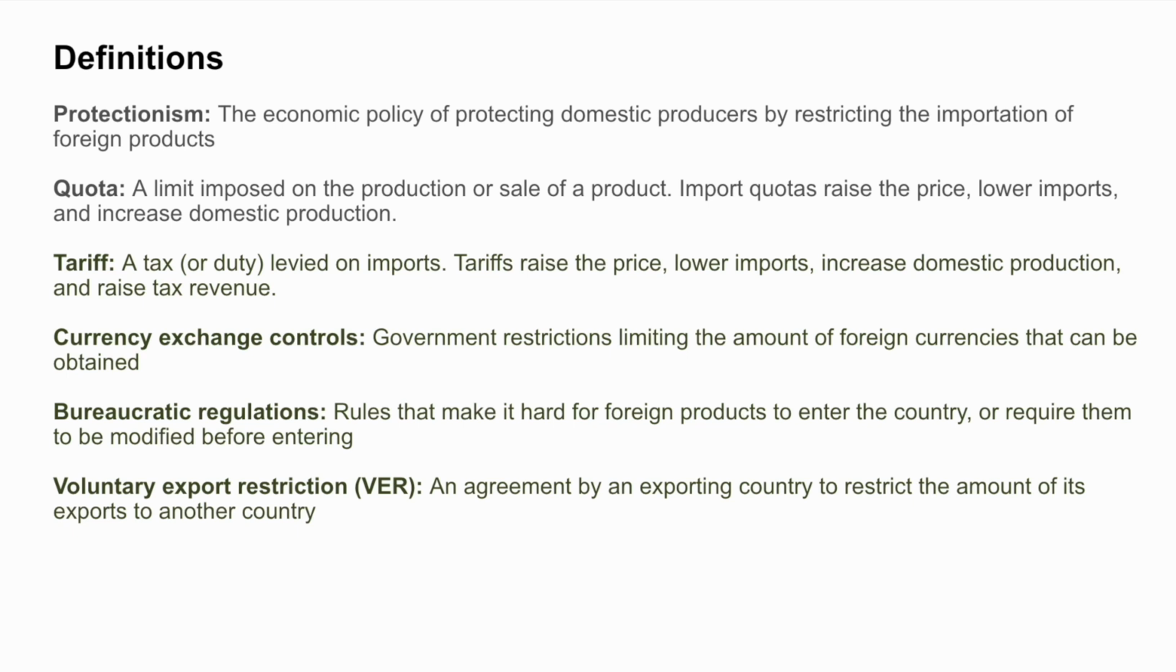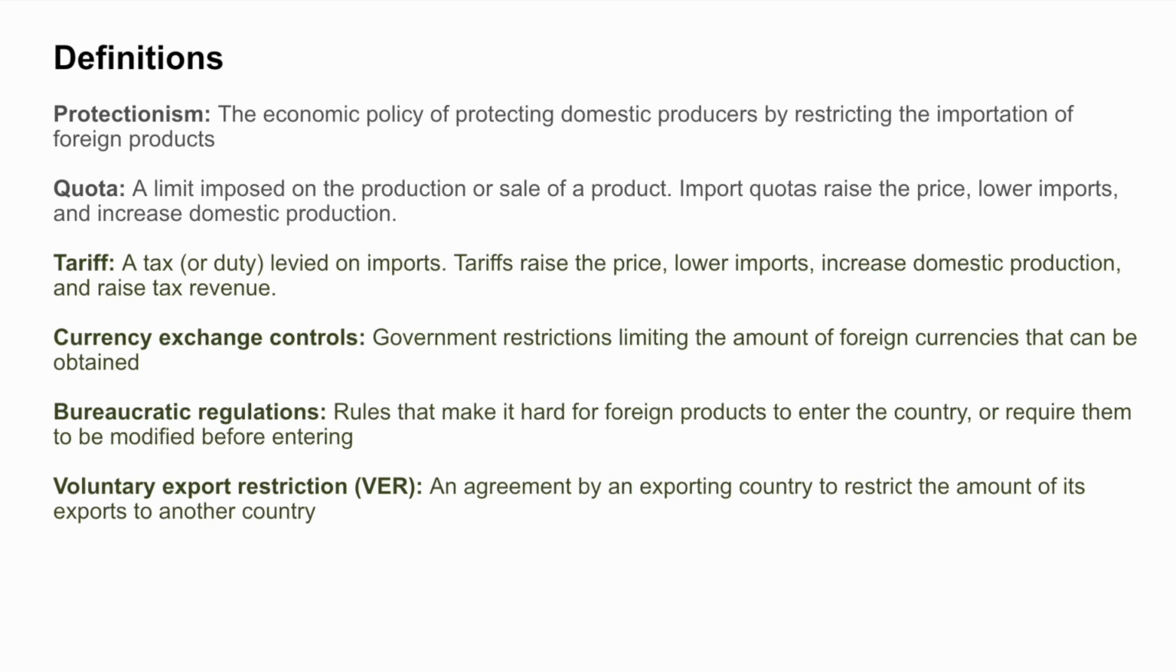One of the ways we can do that is through a quota. A quota limits the amount of production or sale of a product. So we limit how much you can import in. So let's cut down on the total number of strawberries imported. So import quotas effectively raise prices, lower imports, and increase domestic production.